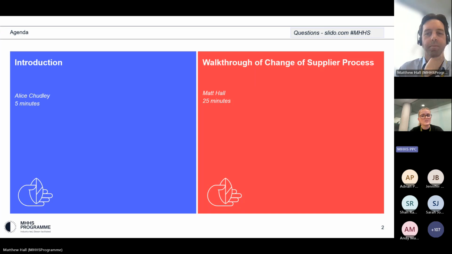So I shall be running through an introduction before passing over to my colleague, Matt Hall, who will present the walkthrough of the change of supplier process. Following the IPA's recommendation around CR36, Matt will be presenting an end-to-end walkthrough of the change of supply process, whilst looking at the areas that have been impacted by CR36. This webinar will not be covering the CR36 appeal, the change process, or the wider industry.